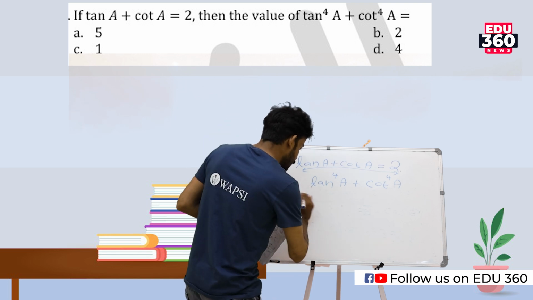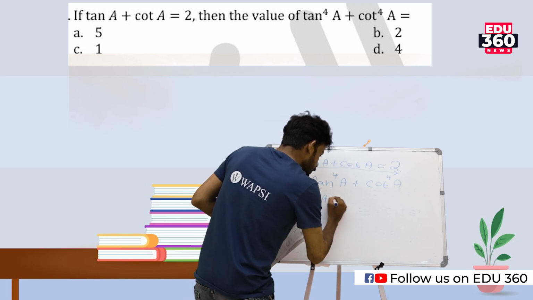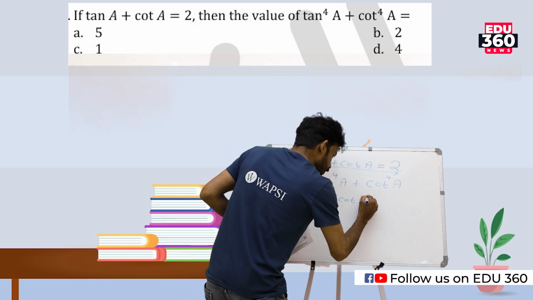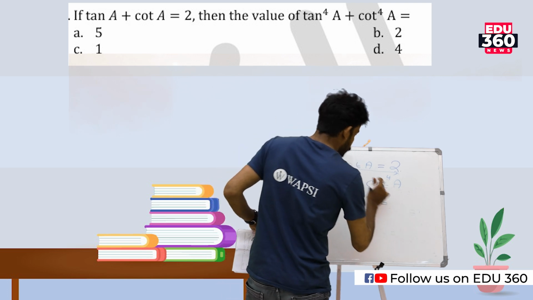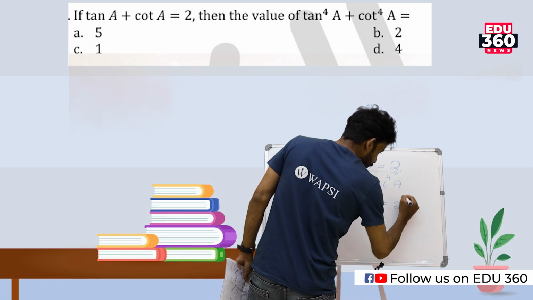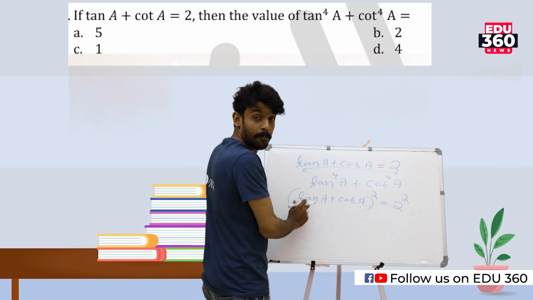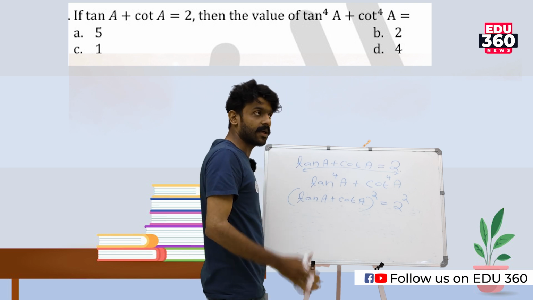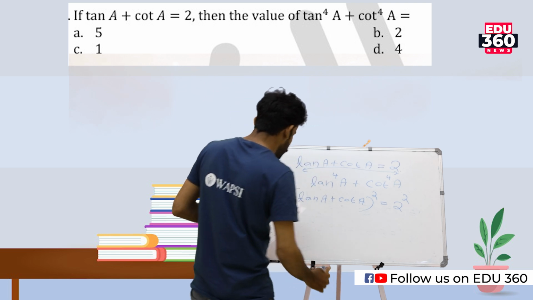Okay, so let me show that. Tan A plus cot A, we can take square on both sides. The whole square is equal to 2 squared, this is for the left hand side and this is for the right hand side. This is in the form of A plus B the whole square. A plus B the whole square is equal to A square plus 2AB plus B square. So just expand this by using that.